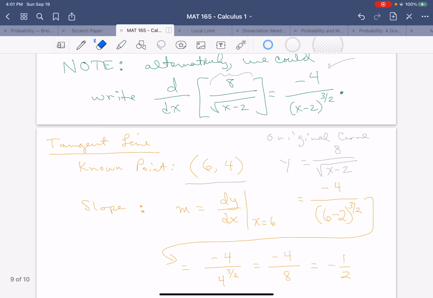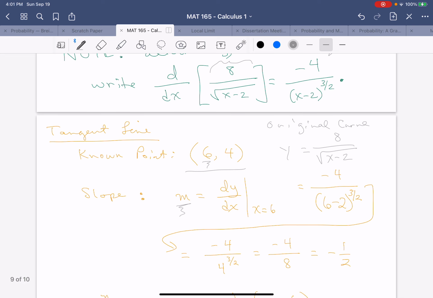Okay, and so remember, to get the equation, if we know a point and we know the slope of that line, then we can write its equation. And to get the slope, well, that's where the derivative helps us. So we're going to take the derivative and plug in this x value of 6. And so it's just -4 divided by, and then you just plug in the 6. You can see we plugged in the 6 right there. And simplify, and so we get that the slope is -1/2.